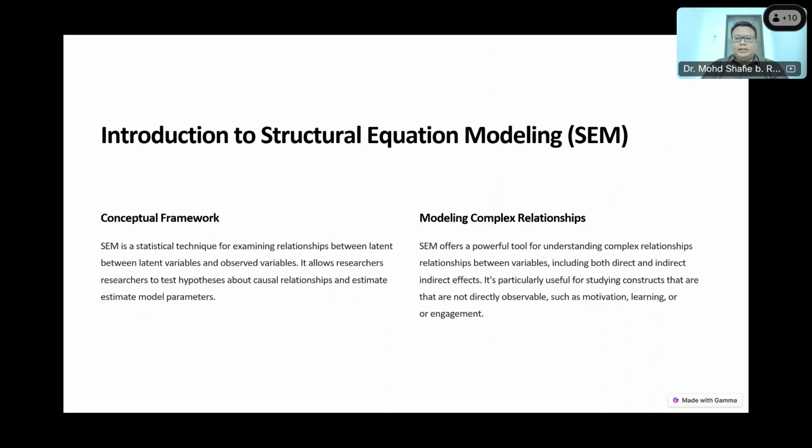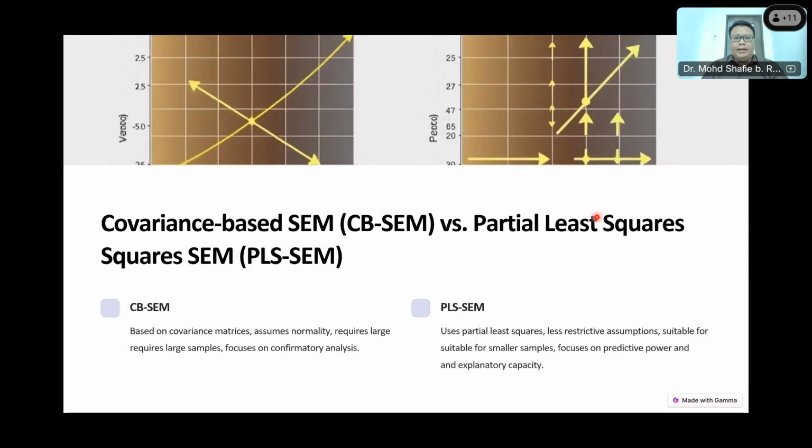Okay, so this is basically how you're going to use SEM, and you have to understand it. Most of the students, based on my experience, I am an editor for a journal, as well as an examiner and reviewer for papers. I have reviewed more than 100 high impact journal articles. Normally there is confusion between covariance-based SEM and partial least squares SEM.